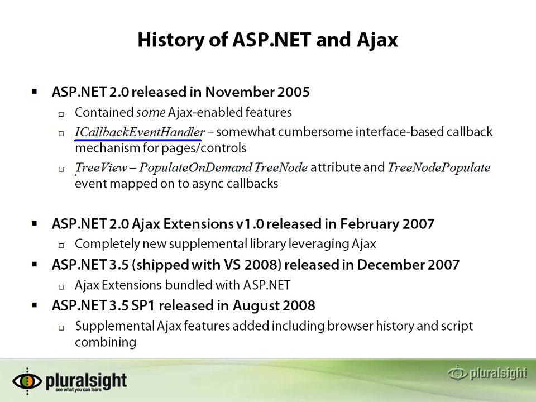The ICallbackEventHandler could be implemented on pages or on controls, and the tree view is one of the controls that implemented this interface to support an asynchronous callback mechanism for population of tree view nodes. So if you haven't used it before, you might want to take a look at this because it is still useful today, even in the context of ASP.NET Ajax being introduced.